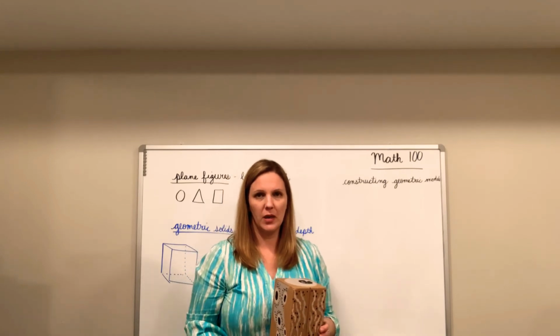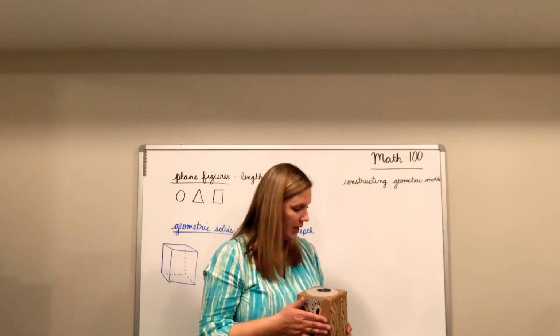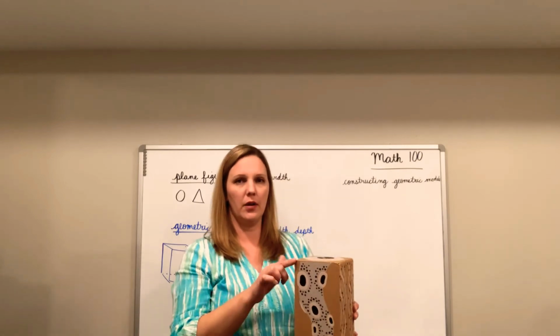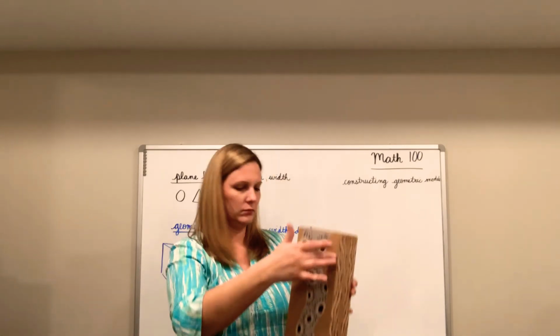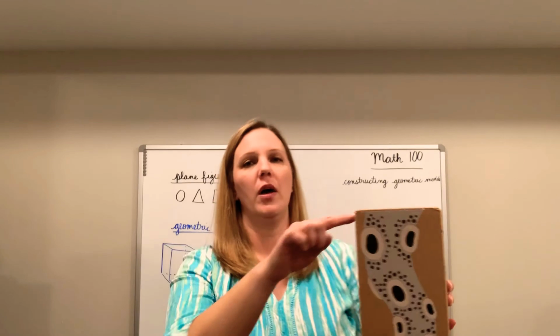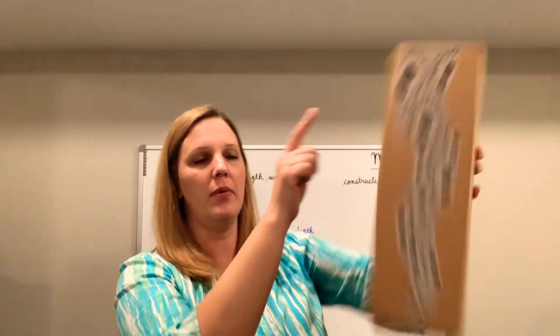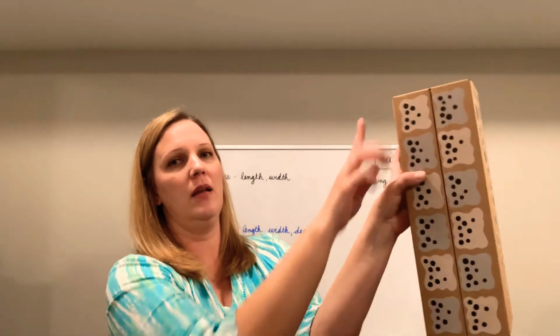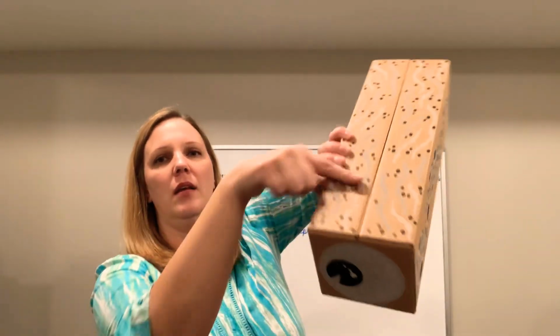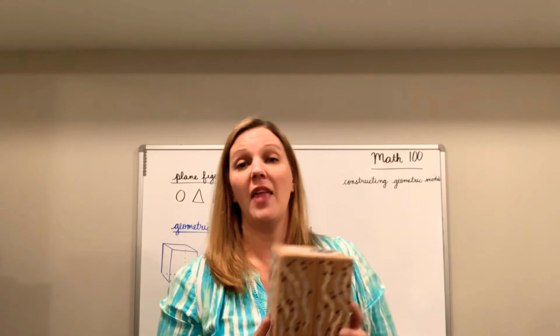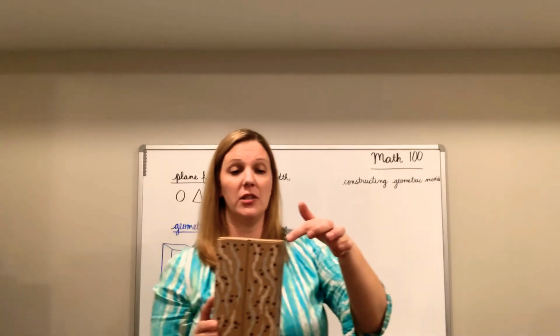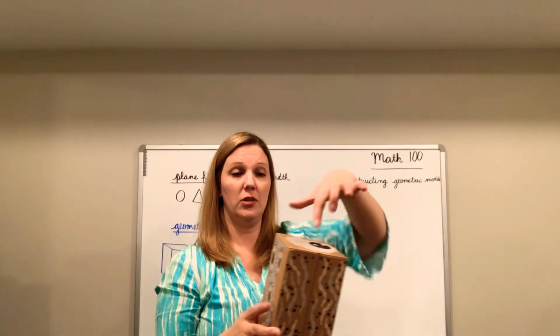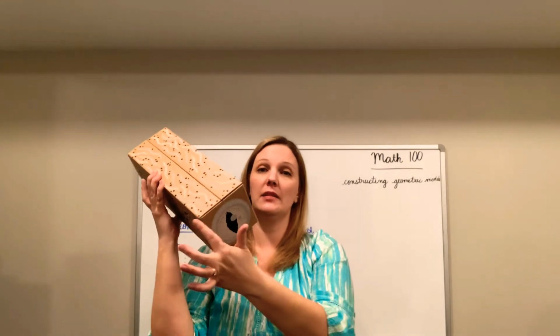Okay, can you also go ahead and count the edges for me, where the panels or the sides meet? How many edges are there? You should come up with 12. 1, 2, 3, 4 on the top, 5, 6, 7, 8 on the bottom, 9, 10, 11, 12. And then the vertices, where the edges meet? 1, 2, 3, 4, 5, 6, 7, 8.